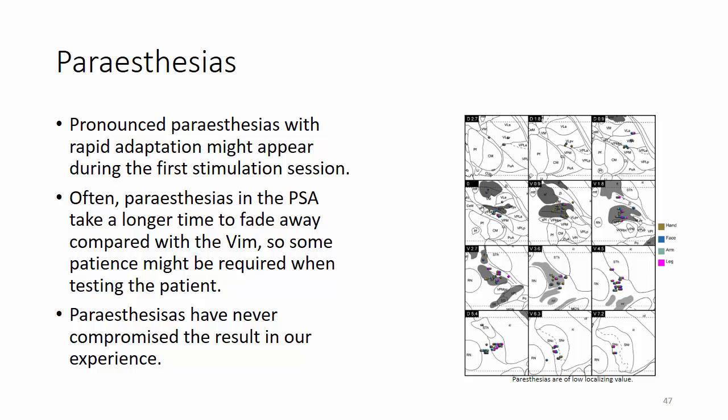Pronounced paresthesias with rapid adaptation might appear during the first stimulation session. Often, paresthesias in the PSA take a longer time to fade away compared with the VIM, so some patients might be required to wait when testing the patient. And paresthesias have never compromised the result in our experience.